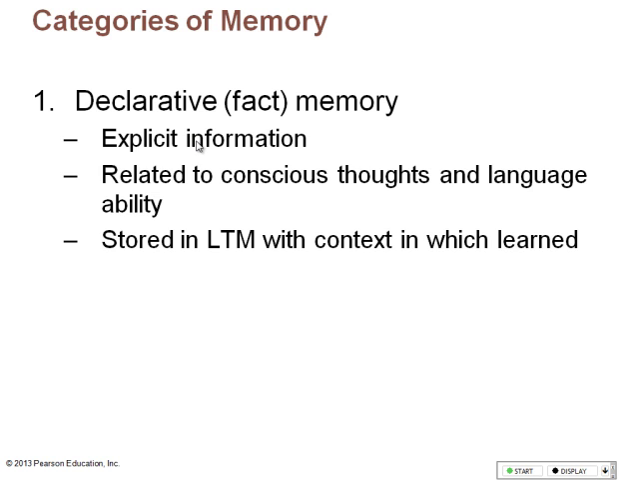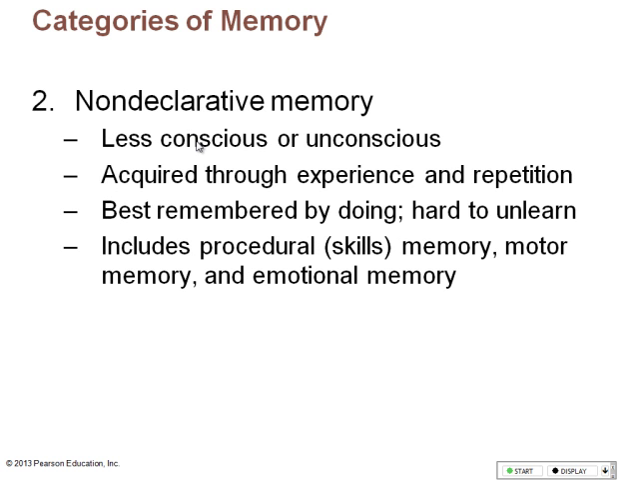So, categories of memory. We can have declarative or fact memory, very explicit information, related to conscious thought, related to language. That's what you're learning in your class, stored in long-term memory with the context in which it was learned. Or we can have less conscious and unconscious memory through experience and repetition, hard to unlearn.